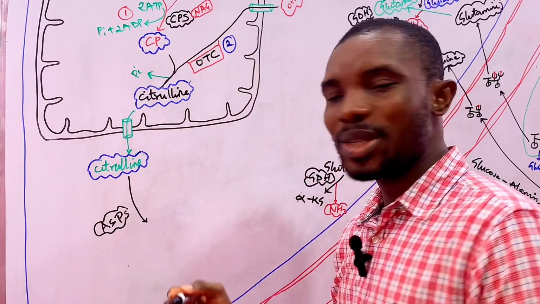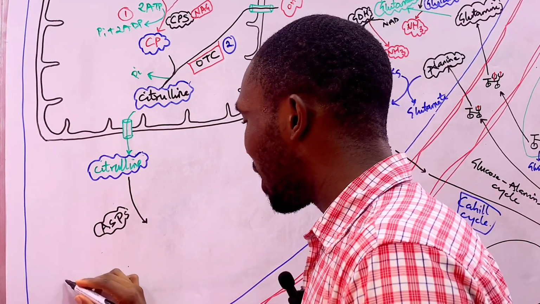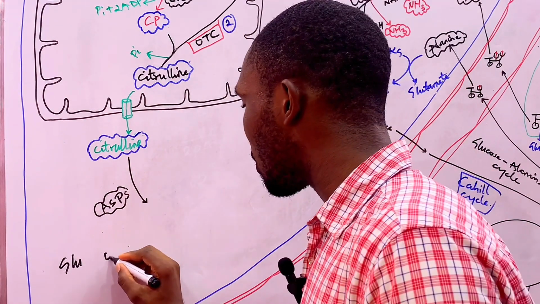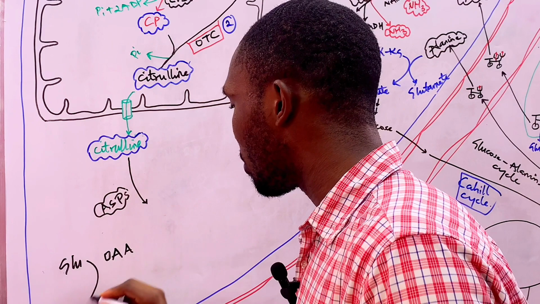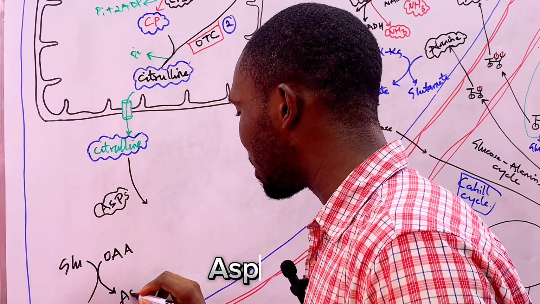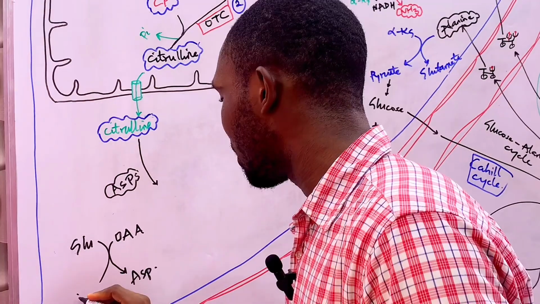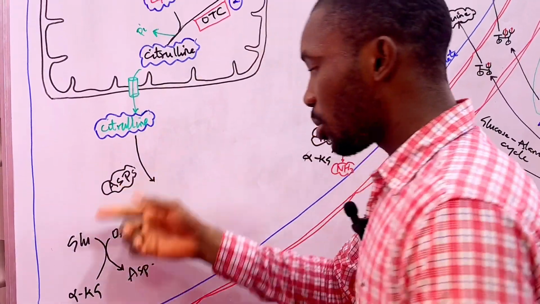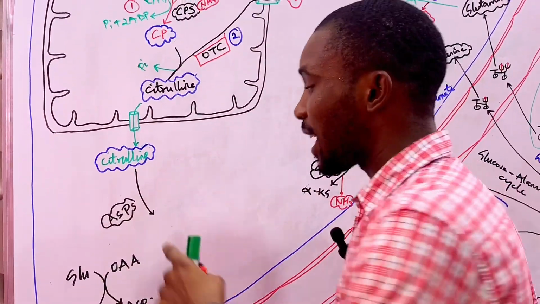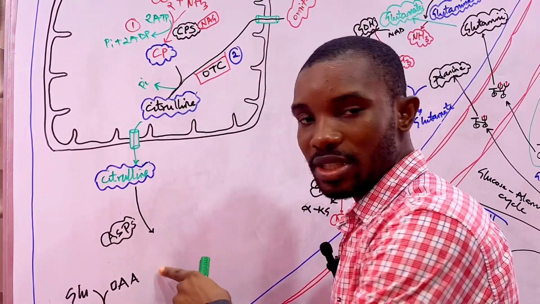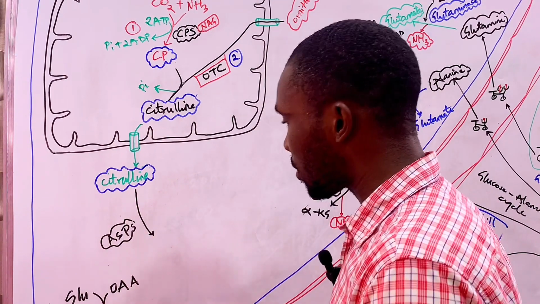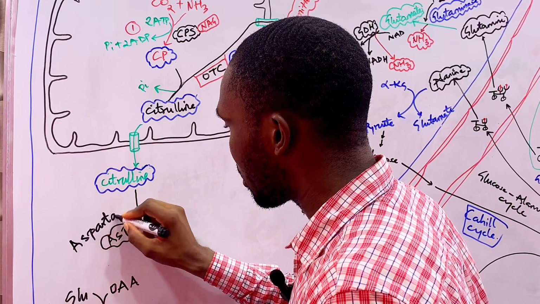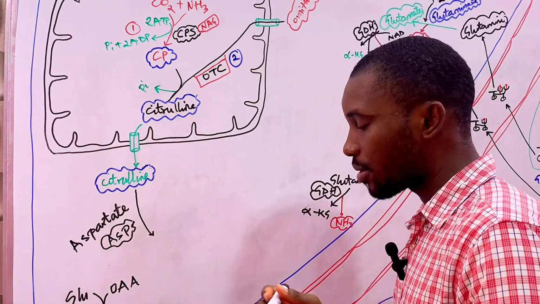Whoa. Where is this aspartate coming from? Well, aspartate can be obtained from what? Our glutamate over here. So some of the glutamates would have combined with what? Oxaloacetate to form what? Aspartate and what? Alpha ketoglutarate. Okay, so some of your glutamates would have reacted with oxaloacetate to form aspartate and alpha ketoglutarate. Okay, so this is aspartate over here. All right, it's an amino acid.